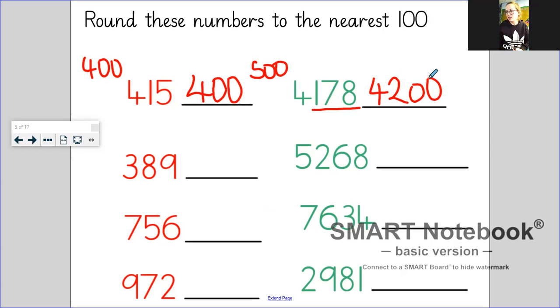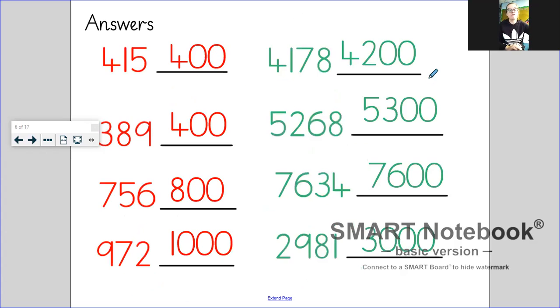Okay, let's have a look. Here are your answers. So 339 went up to 400, 756 went up to 800, 972 went up to 1,000. 5,268 went to 5,300. We went down to 7,600 there. And then this one, we went up to 3,000, okay? Because you'd have rounded 981 up to the next 1,000. So the next 100 then would have bridged 1,000. And obviously it was on 2,000, so it goes up to 3,000. Hope that you got those correct.